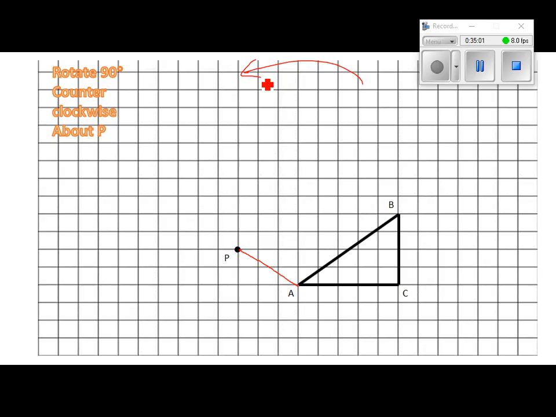Notice I wasn't lying to you, Jason. I had to draw that up there, otherwise I'll forget and I'll mess up the whole problem. Once you connect A to P, now you're going to take your protractor and line up the hole with P, and the line you just drew with the 0 along the bottom. How many degrees do we want to turn it? I'm going to go up here to 90, and I'm going to draw another line that goes up this way.